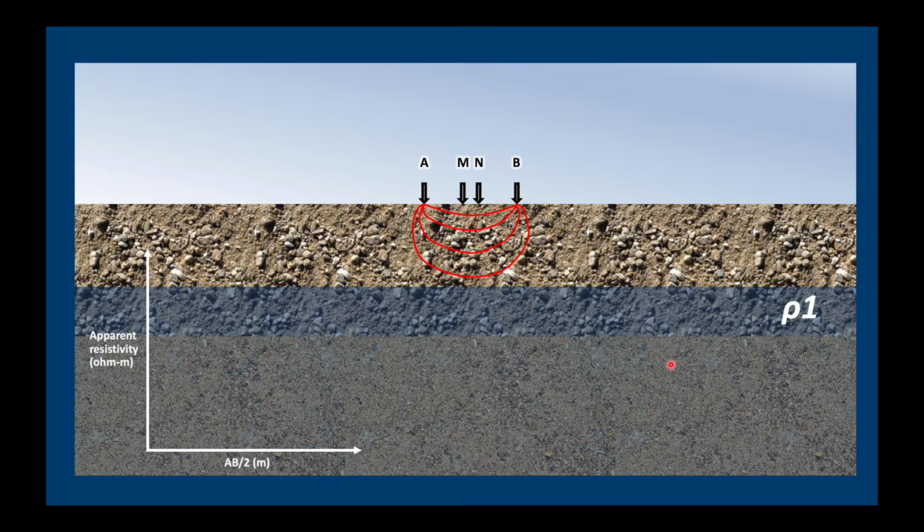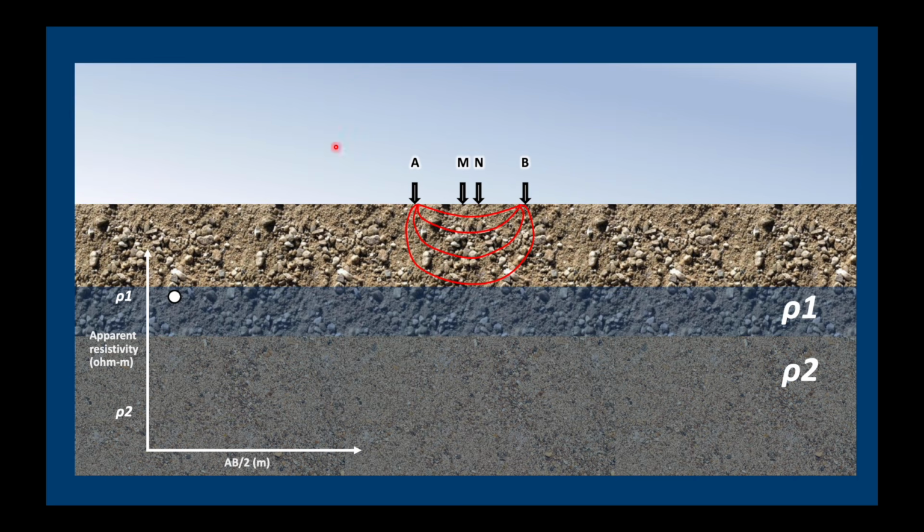We're going to assume we've got 2 layers here. This is rho 1 for the upper layer and rho 2 for the lower layer. What it means is that our upper layer here has a higher resistivity than the lower layer. Now, the first reading we take, we're mostly in our upper layer, so we have a resistivity of rho 1. I should say an apparent resistivity of rho 1.